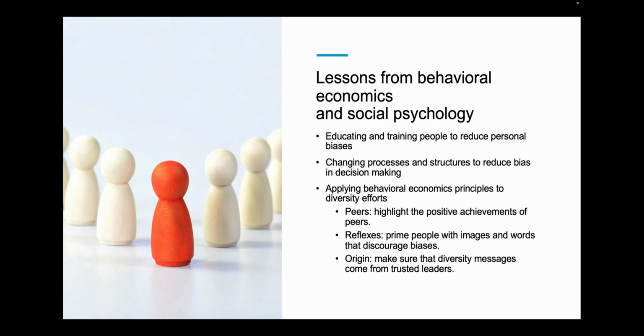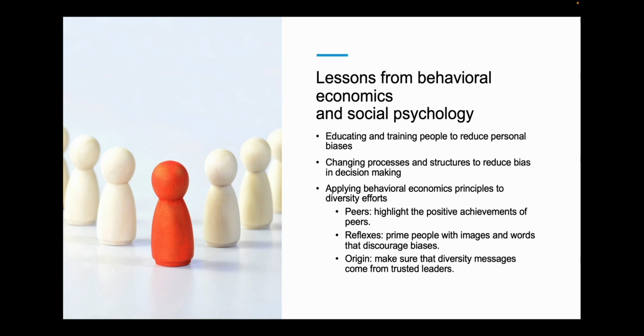All right, finally, let me talk about something that we can learn from behavioral economics and social psychology advancement. So as we already discussed in the experiential philanthropy video, you can educate and train people to reduce personal biases because experience matters, right? So the experiential learning expose people through their personal experience about the benefits of diversity. They are more likely to reduce their personal biases. And also you need to change the process and structures to reduce biases in decision making. For instance, you can make the decision making process more open, more transparent, and more democratic, including various voices before make a decision, right?